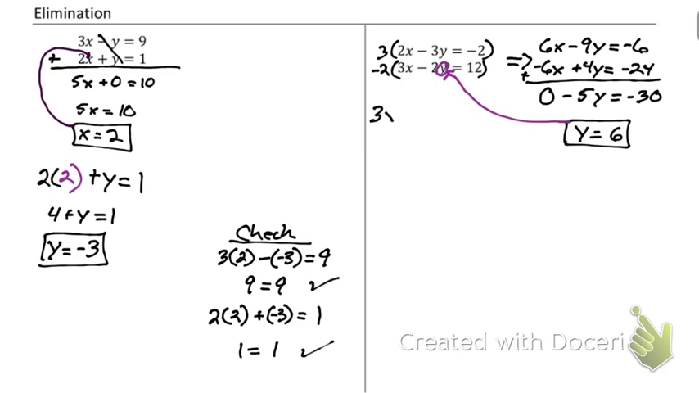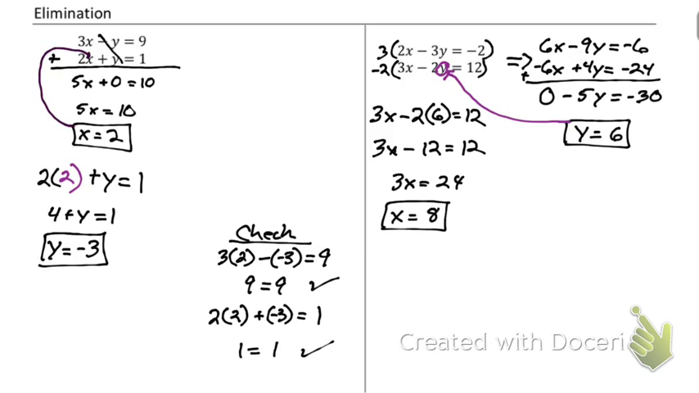So we are going to have 3x minus 2 times, my new y is 6, equals 12. That'll give me 3x minus 12 equals 12. We'll have 3x equals 24. So we're going to have x equals 8.